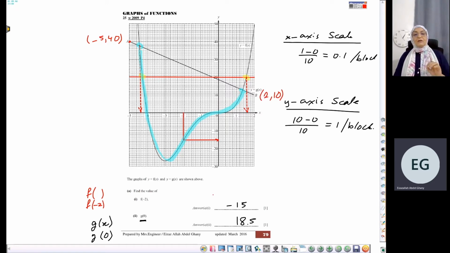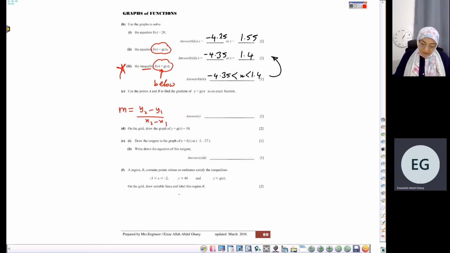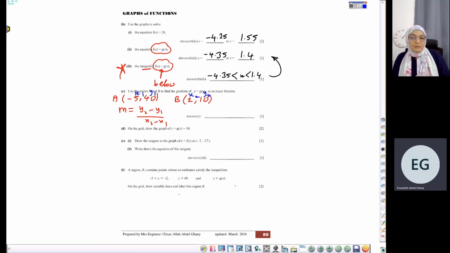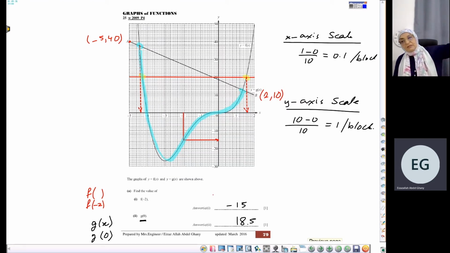I use these 2 points to find the gradient of the line. -5 and 40, 2 and 10. -5 and 40, this is point A, and point B is 2 and 10. Remember what I said before? You have to write x and y, 1 and 1, then 2 and 2, in order not to flip and to find a positive gradient instead of a negative gradient. You have to expect, because the line AB is sliding down, it should have a negative gradient.